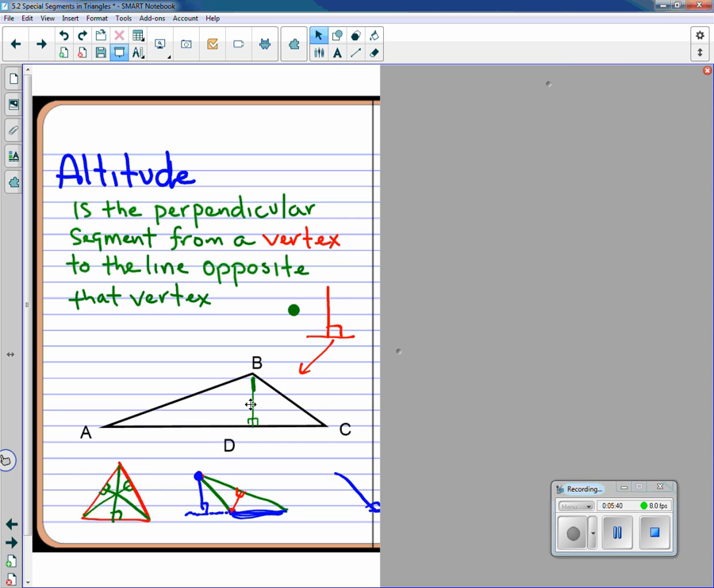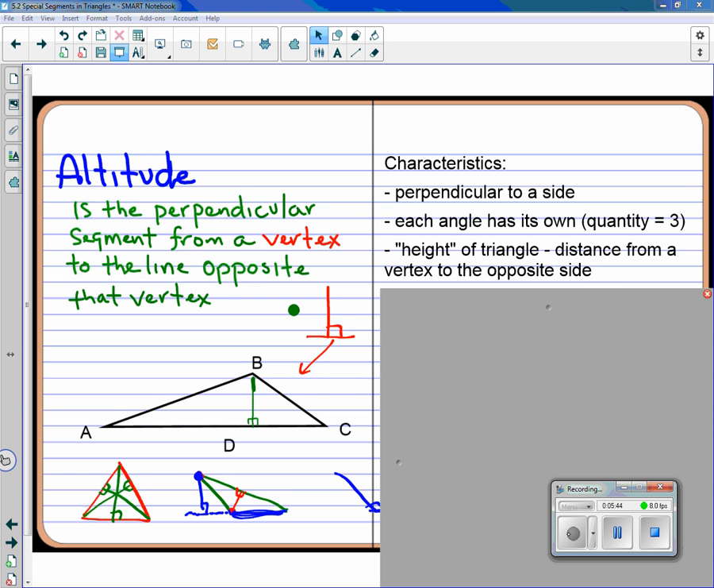So you can see that the altitude gets a little bit troublesome on some triangles. Let's look at the characteristics. A perpendicular, the characteristic of a perpendicular in a triangle is it's perpendicular to a side. Okay, we know that. That means it forms right angles. That's going to be helpful to us if we remember that when writing equations about angles.